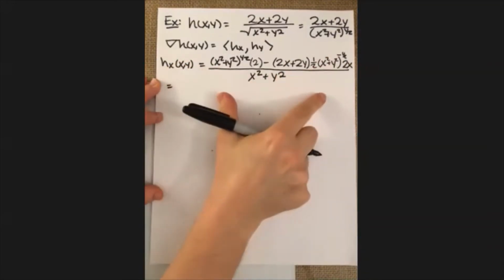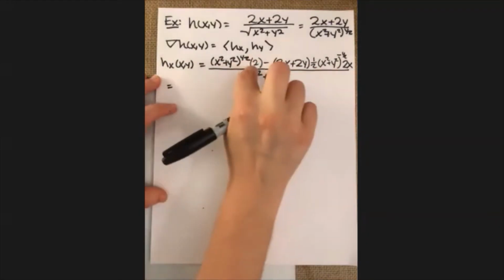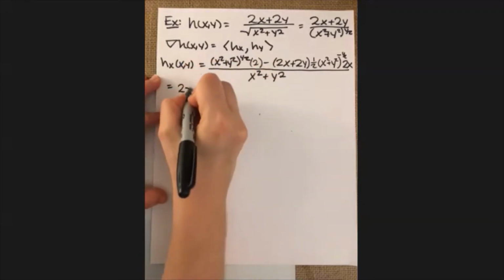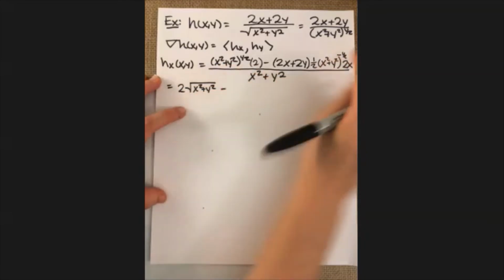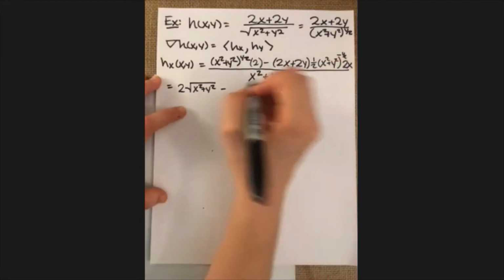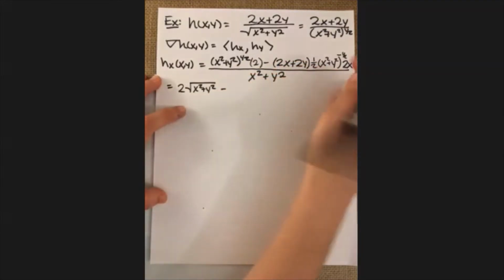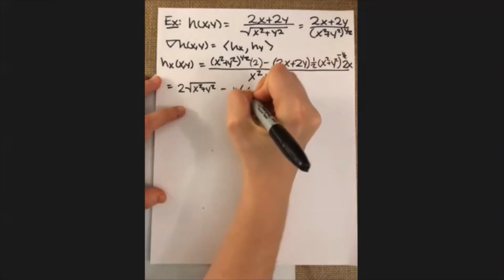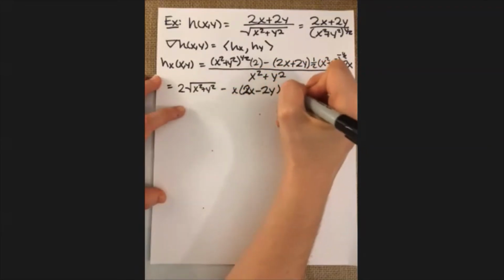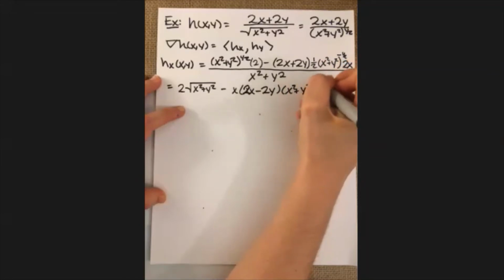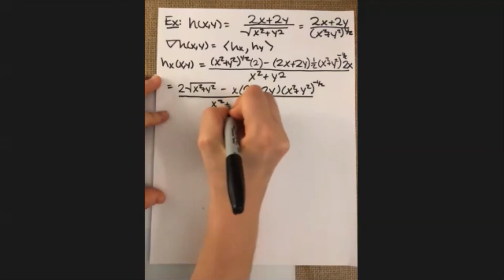And we can actually simplify this down quite a lot. So we're going to go ahead and do that. This 2 can come out here. I'll have to put that square root back, square root of x squared plus y squared, and then minus this 2 and the 1/2 will cancel out. So I'm just going to be left with x times (2x minus 2y), and then times (x squared plus y squared) raised to the negative 1/2. And all of this is divided by x squared plus y squared.